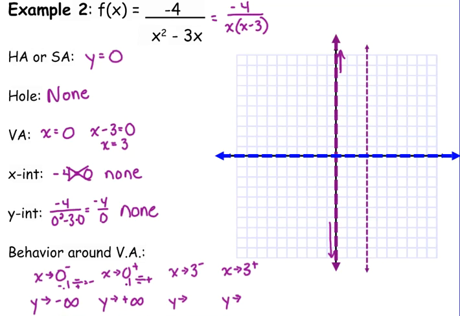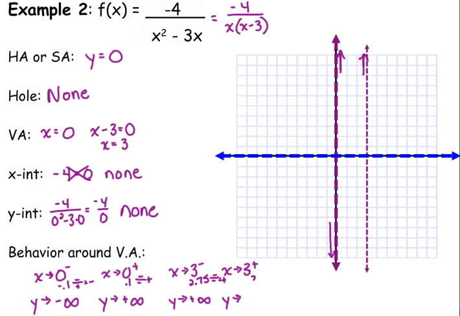Okay, 3 from the left. Let's do 2.75. A number to the left of 3, but close to 3, 2.75. So numerator is always negative. Denominator, we've got a positive times a negative. So negative over a negative is positive. So this one is going to positive infinity as well.